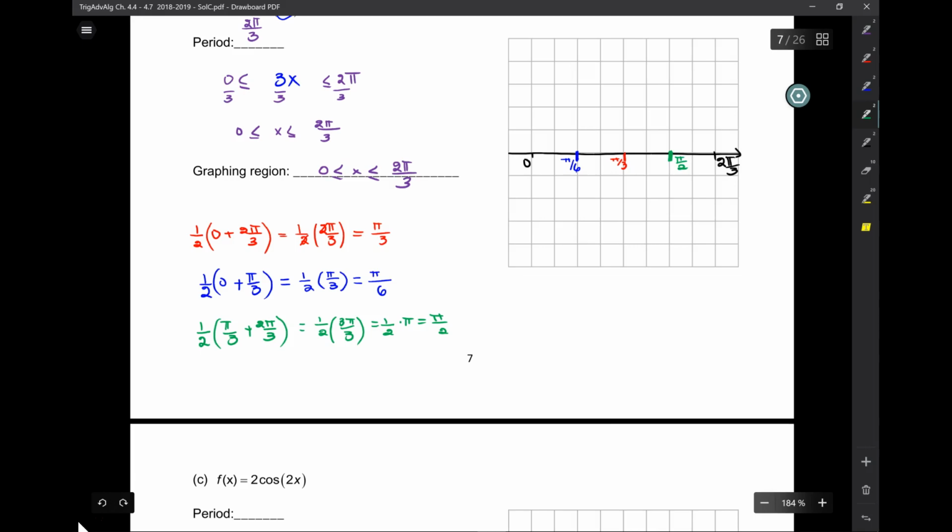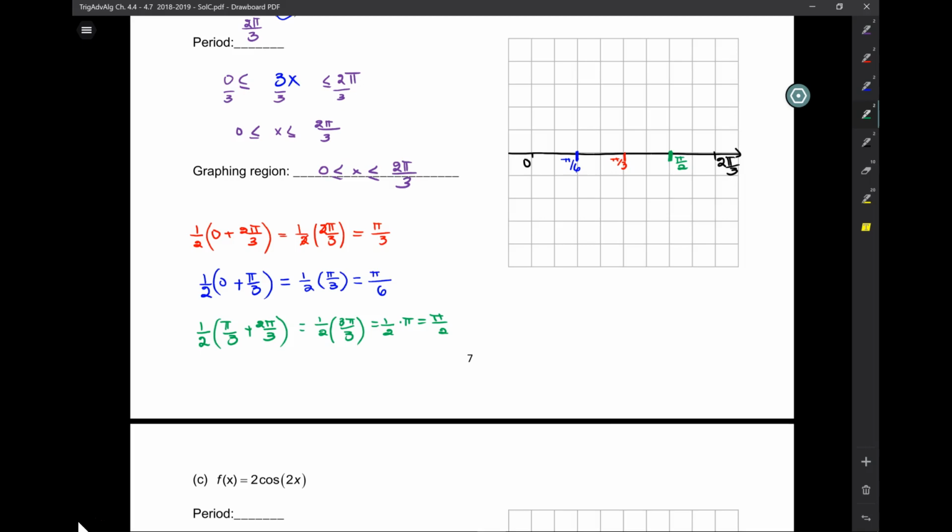Notice, in doing these with the colors, there is no trig. That's all pre-algebra. Okay, adding, dividing by 2. Now I got my 5 points. Believe it or not, the hardest part of this problem is now over.